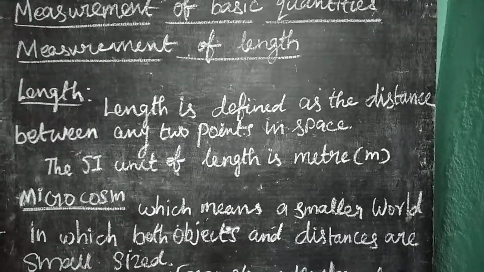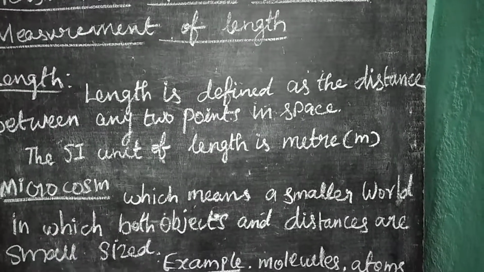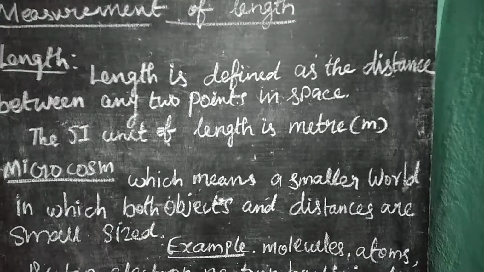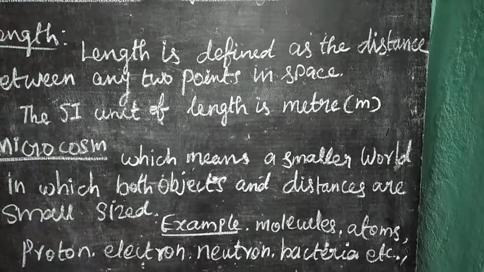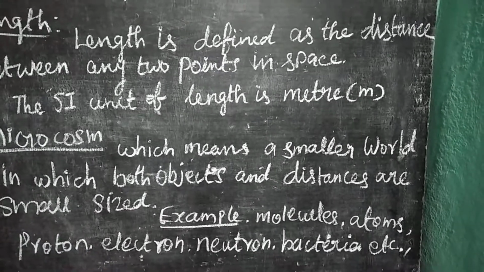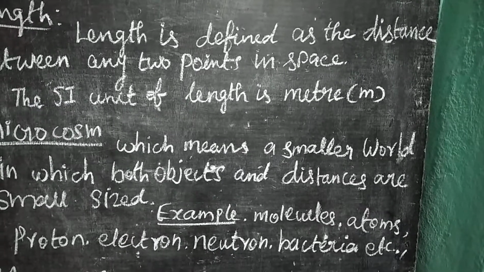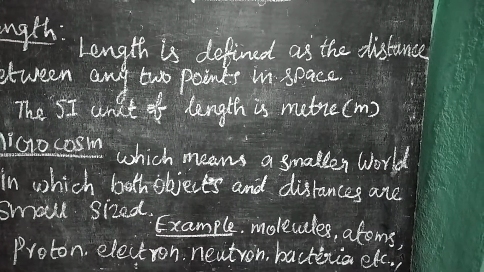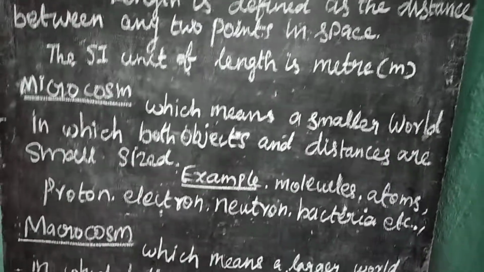Then what is meant by microcosm, which means smaller world, in which both object and distance are small sized. Example, molecules, atoms, proton, electron, neutron, bacteria, etc.